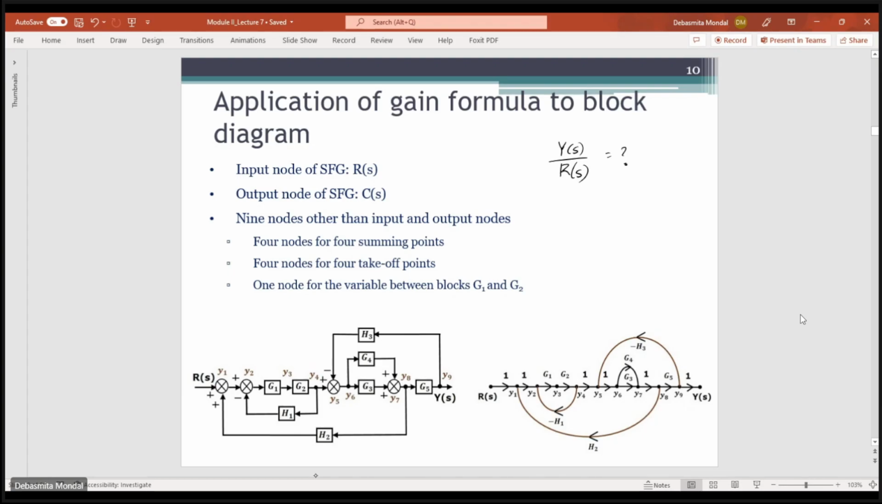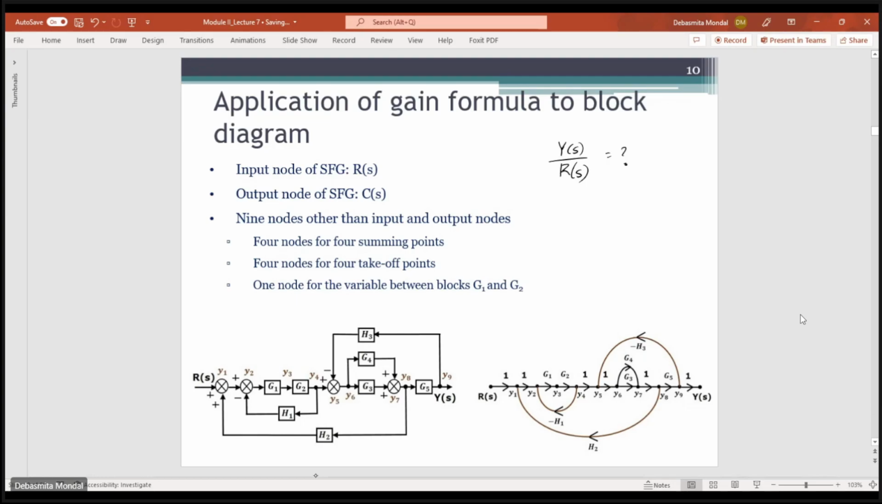Here you see that all the summing points, there are 1, 2, 3, 4 summing points. Each summing point will correspond to one node. There are takeoff points. There is one takeoff point over here, one over here, 3, 4. There are 4 takeoff points. So these 4 takeoff points will also be considered as 4 nodes.